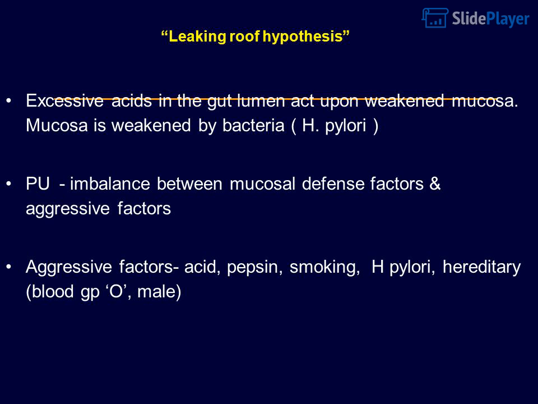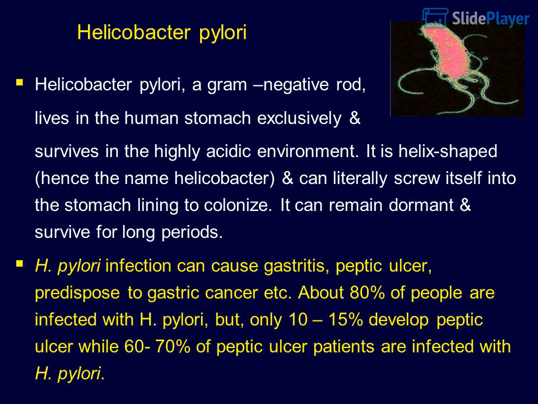Aggressive factors: acid, pepsin, smoking, H. pylori, hereditary, blood group O, male sex. Helicobacter pylori is a gram-negative rod. It lives in the human stomach exclusively and survives in the highly acidic environment. It is helix-shaped, hence the name Helicobacter, and can literally screw itself into the stomach lining to colonize. It can remain dormant and survive for long periods.